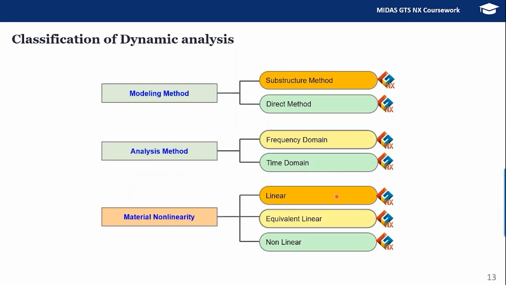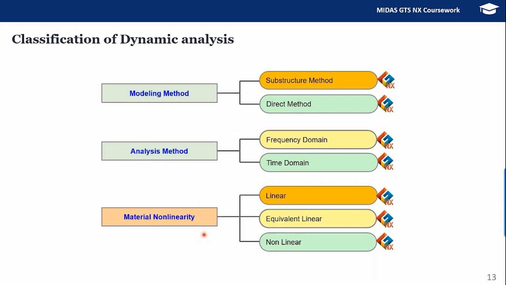And now there are different types of dynamic analysis, and we have three categories at first. In terms of modeling method, this dynamic analysis is of two types. One is the substructure method, and the other is the direct method. In the substructure method, we only model the building, and the soil is modeled as springs. And in the direct method, we model the soil and the building as a whole. And in the analysis method, we have frequency domain and time domain analysis.